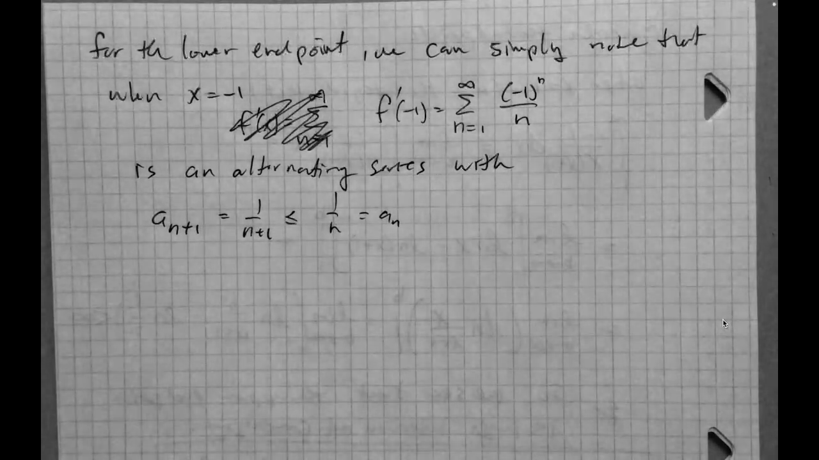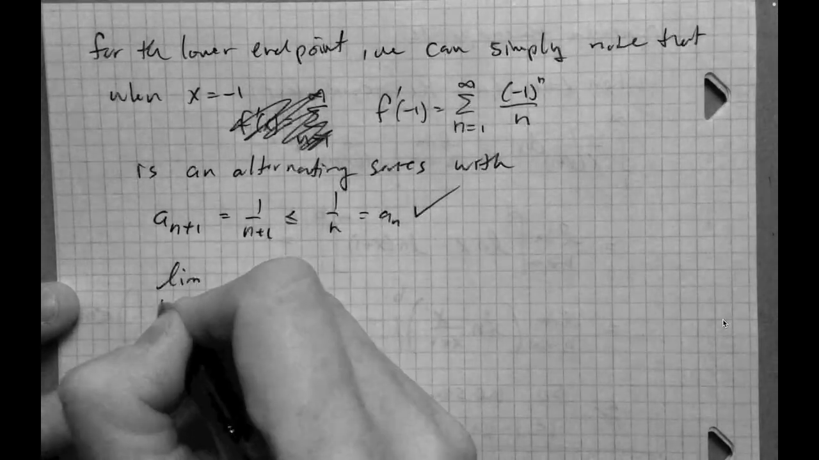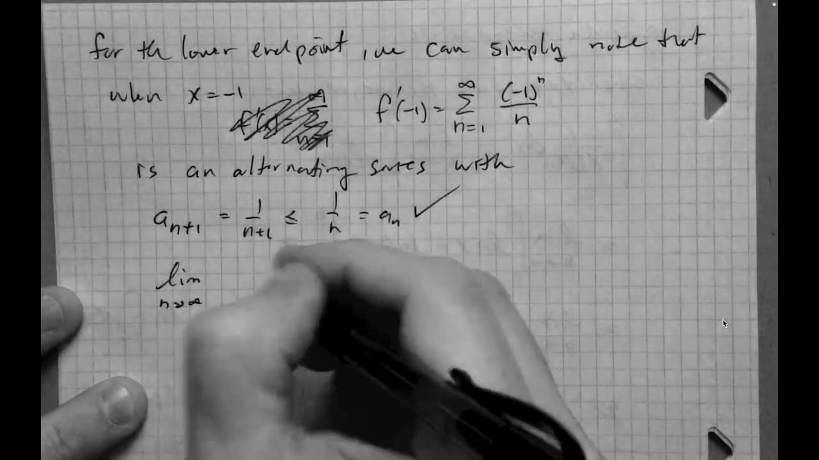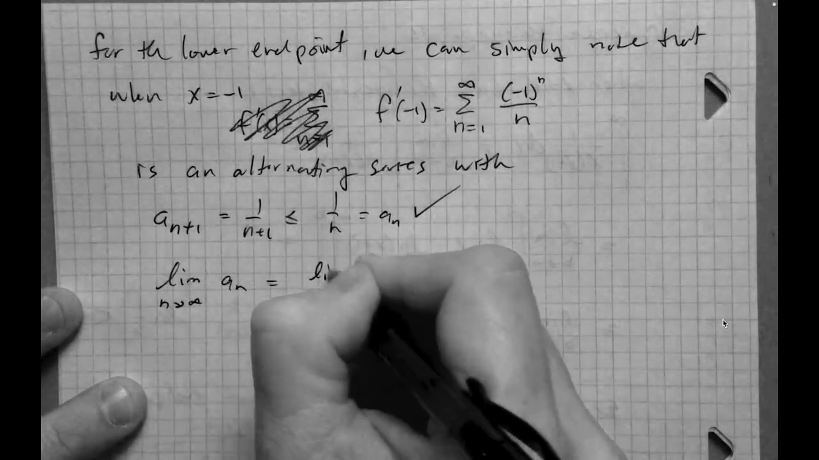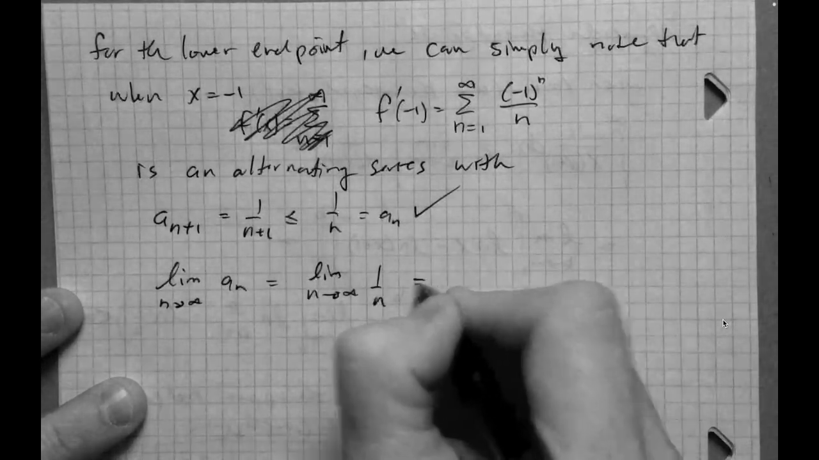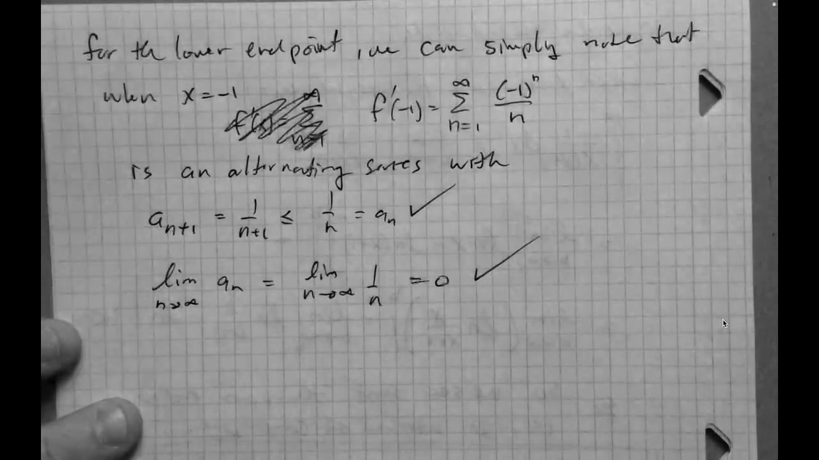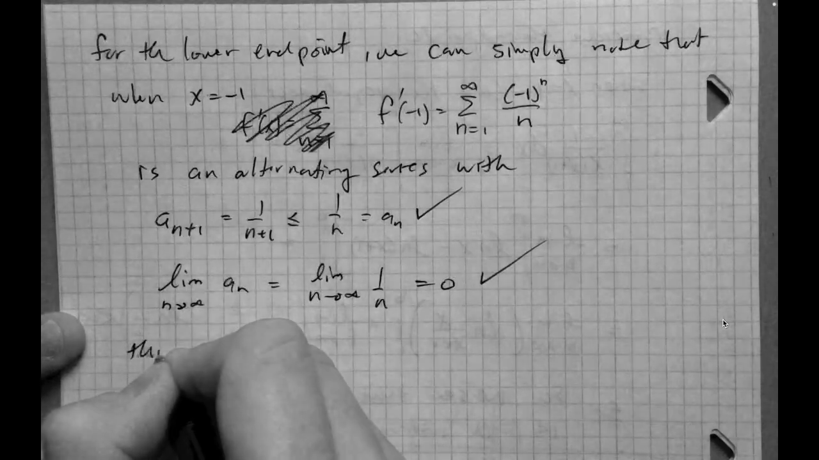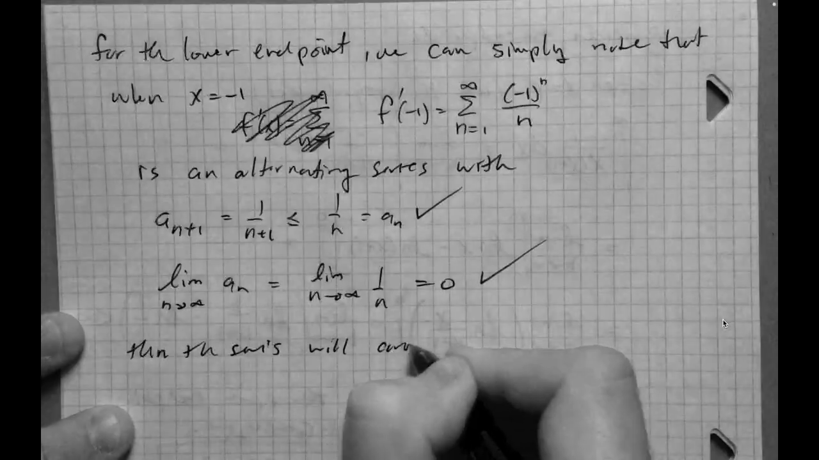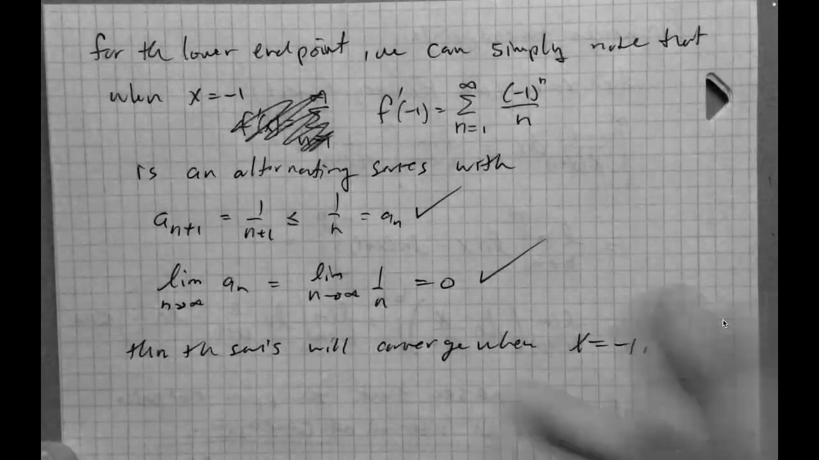Right? And so the alternating series test says that if you have this, and this is also something we can see really quickly, the limit as n goes to infinity of a of n, which is the limit as n goes to infinity of 1 over n, is equal to 0, obviously. So if you have those two things with an alternating series, then the series will converge. So the series will converge when x equals -1, right?